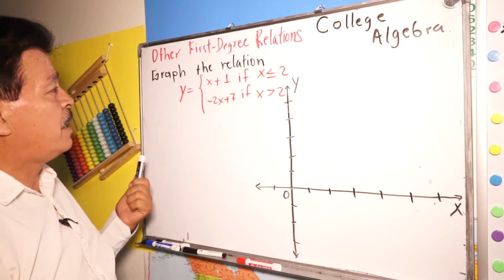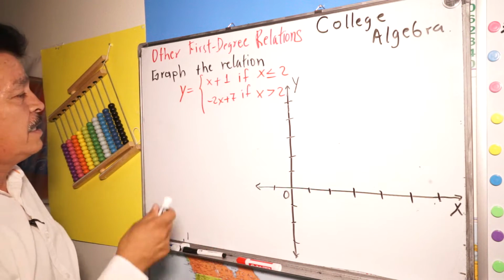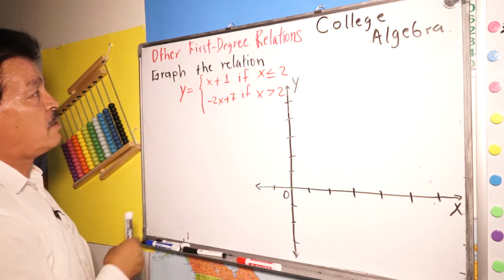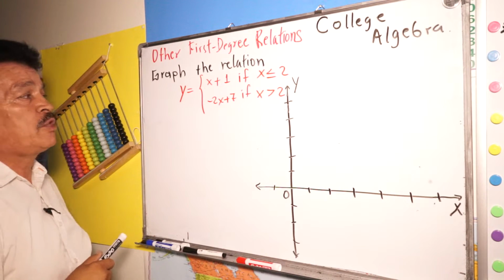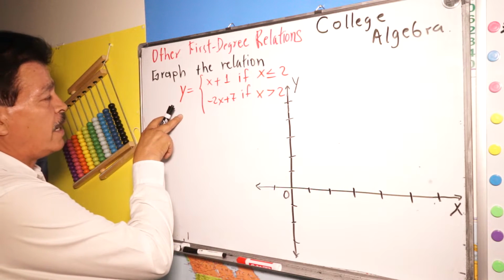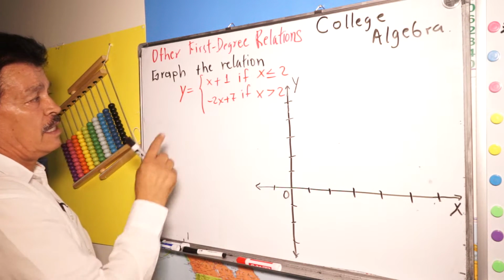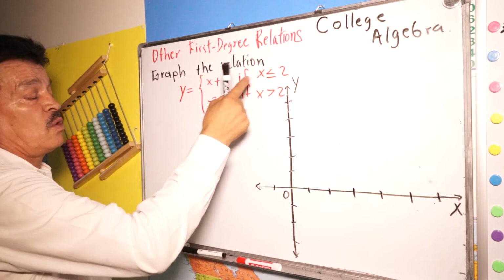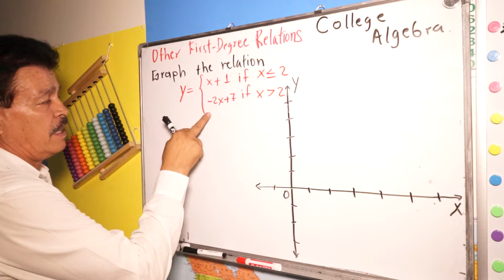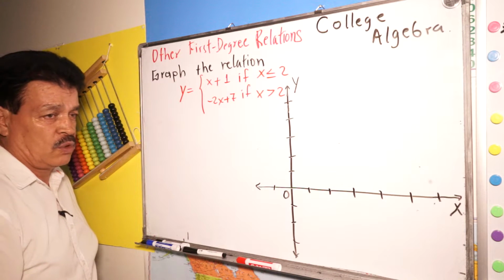Today we are going to solve a couple of problems. In this case, we have to graph this relation. Our topic is other first degree relation. In this case, y equals x plus 1 if x is less than or equal to 2, and the second case is negative 2x plus 7 if x is greater than 2.